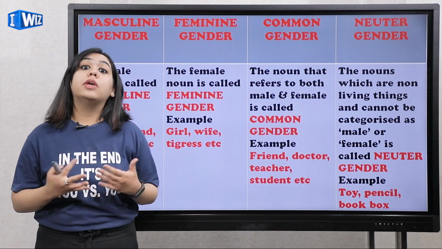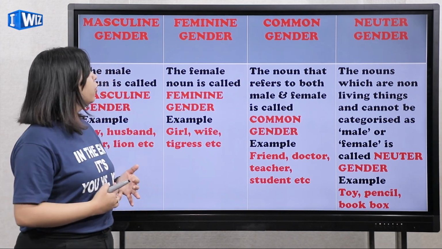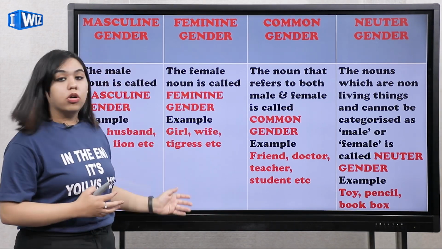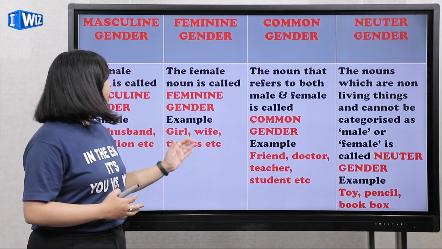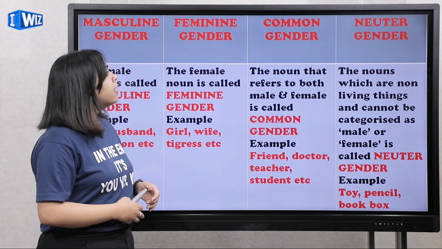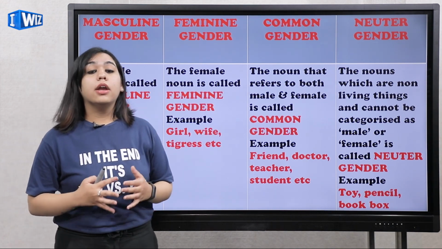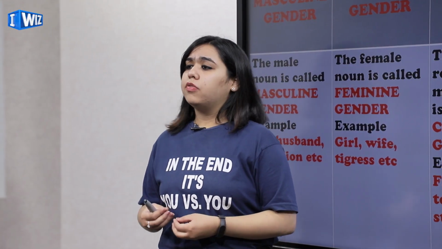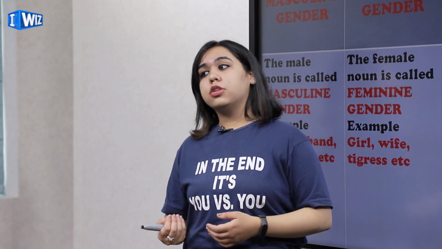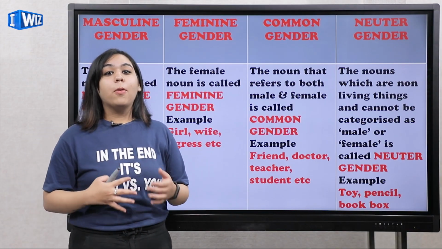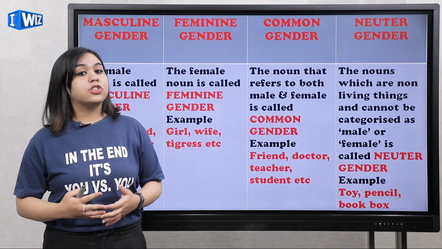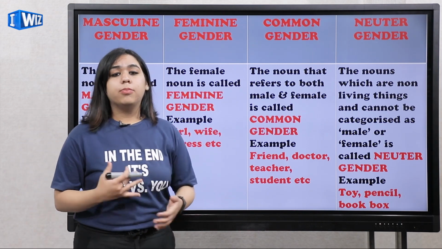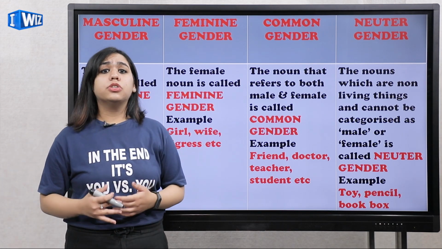Feminine gender, all the female genders. Again, let me read it for you. The female noun is called feminine gender. Example, girl, wife, tigress, or lioness, etc. Okay, so now moving on, common gender and neuter gender. These are the genders where people find most of the difficulty or the confusion between what is a common gender, what is a neuter gender. But I hope by the end of this video you will have no such doubts regarding common gender or neuter gender.